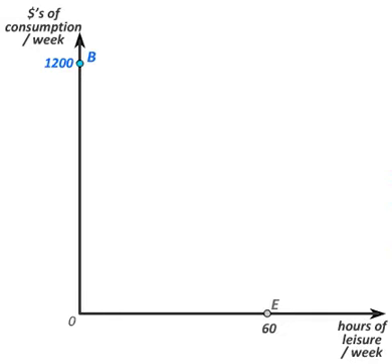If this worker's wage is $20 an hour, then if he sells all 60 hours of his weekly leisure time, he'll be able to earn $1,200, which means the most that he can consume in dollars worth of consumption this week is $1,200. His intercept of the budget on the vertical axis is therefore $1,200, indicated by bundle B. Connecting the vertical and horizontal intercepts that we've just determined, we then get his weekly budget constraint between leisure and consumption.